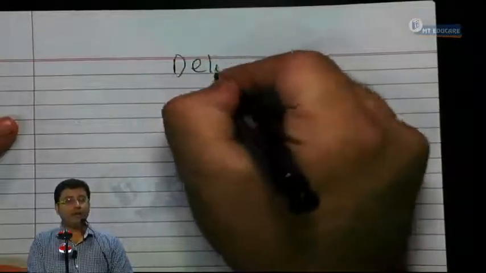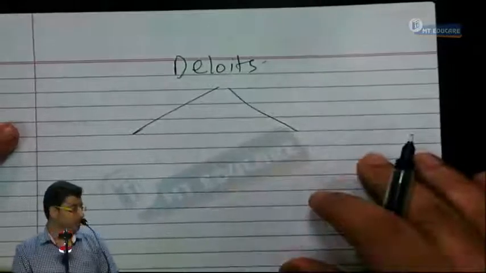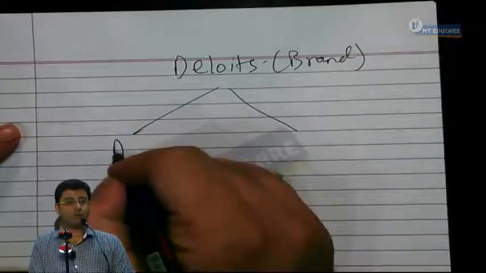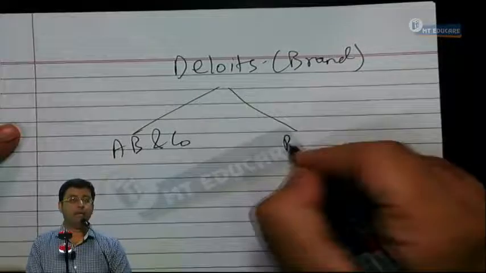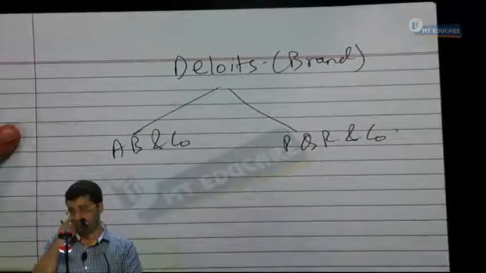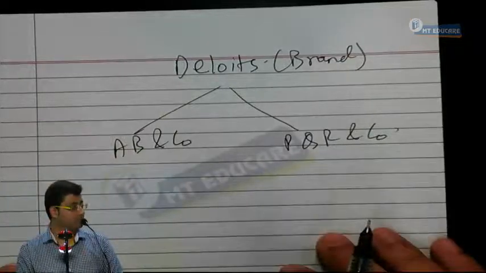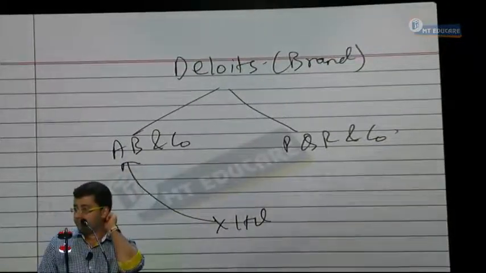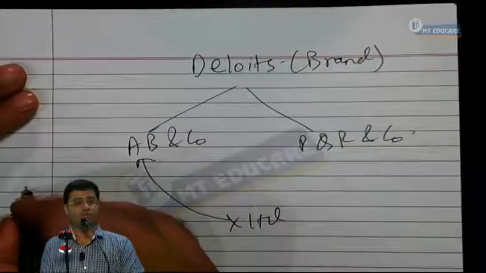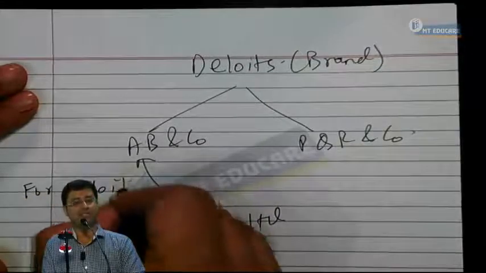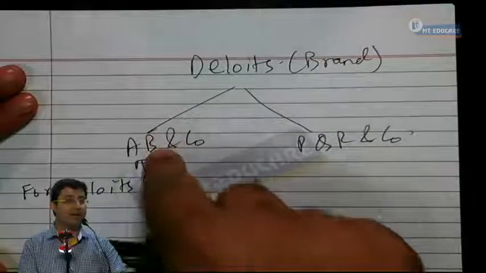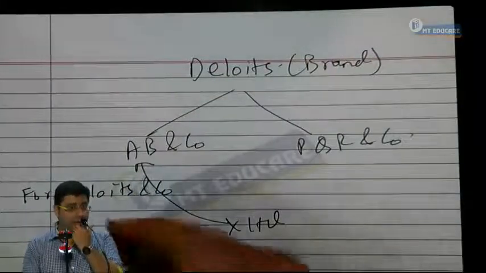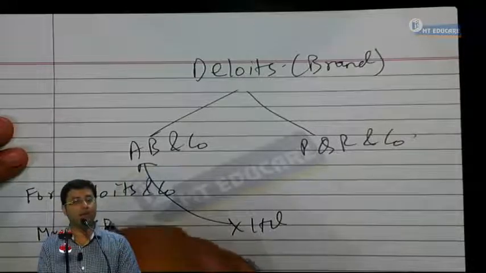Under the brand name of Deloitte, there are two audit firms working. Deloitte, as I told you, is a big brand name. There are so many partners under this firm. There are two audit firms working, A, B and Company, and P, Q, R and Company, under the brand name of Deloitte. Now, X Limited appointed A, B and Company as an auditor under the brand name of Deloitte. When A, B and Company sign, they will write for Deloitte Haskins and Sells, for Deloitte and Company. They will not write their own name because they are acquired by Deloitte. As I told you, Deloitte will now start acquiring small firms. So when they write their audit report, they will write their name only as Mr. A, Partner. He is a partner of Deloitte.